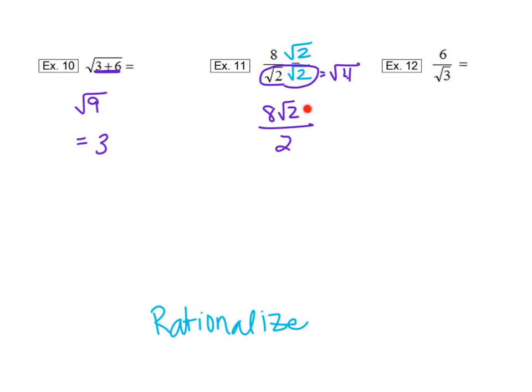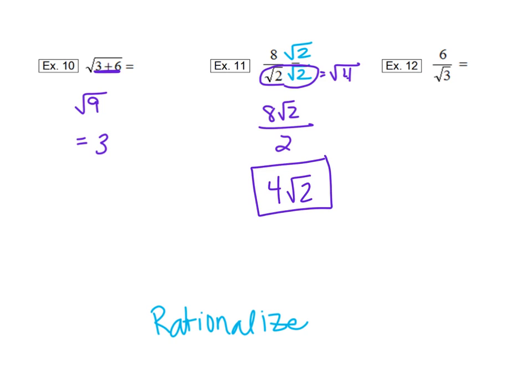Well, see how you have a square root of 2 over a 2? You can't do any reducing with those because one is underneath a radical and one is not. But you do have this 8 and this 2 over here. You can go ahead and divide those. 8 divided by 2 is 4, and then the square root of 2 just stays. So we have 4 square roots of 2.